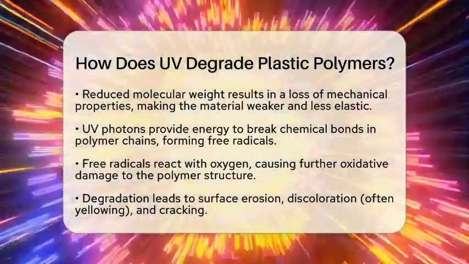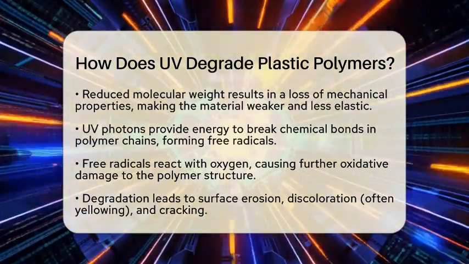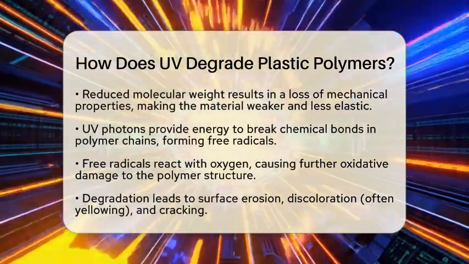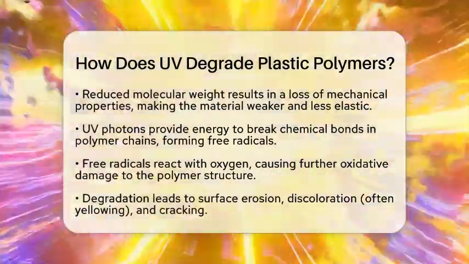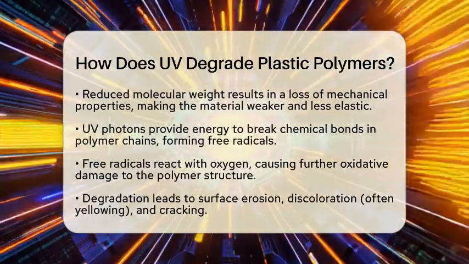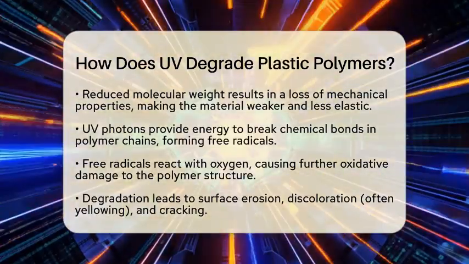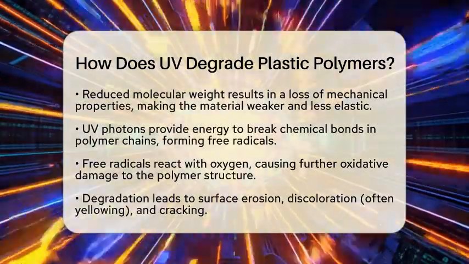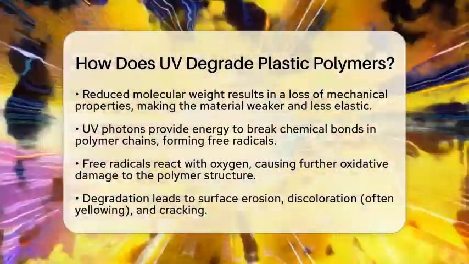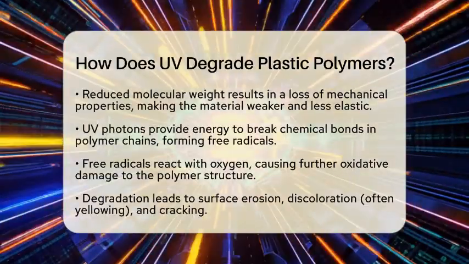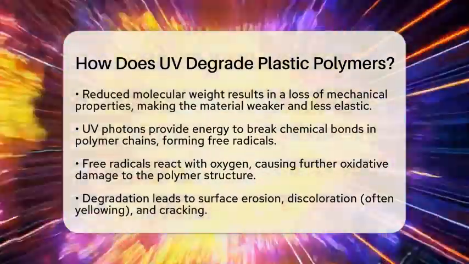The degradation process starts when UV photons provide enough energy to break the chemical bonds in the polymer chains. This results in the formation of free radicals. These free radicals are highly reactive and can further react with oxygen, causing oxidative damage. As a result, the polymer structure weakens over time.